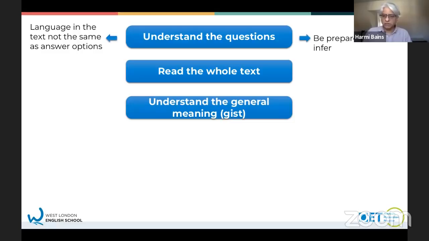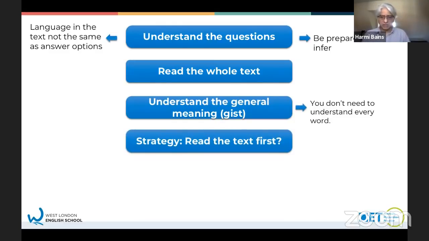This is really useful for reading part B as well. And in part B, they often ask you the purpose. What's the purpose of this email? What's the purpose of this document? Or it asks you about the main idea. So think about the gist, just getting the general idea of a paragraph as well.